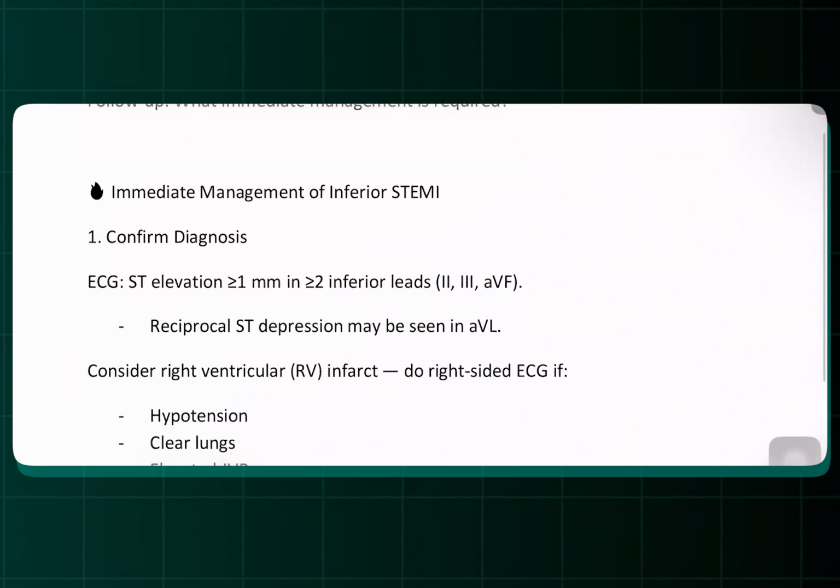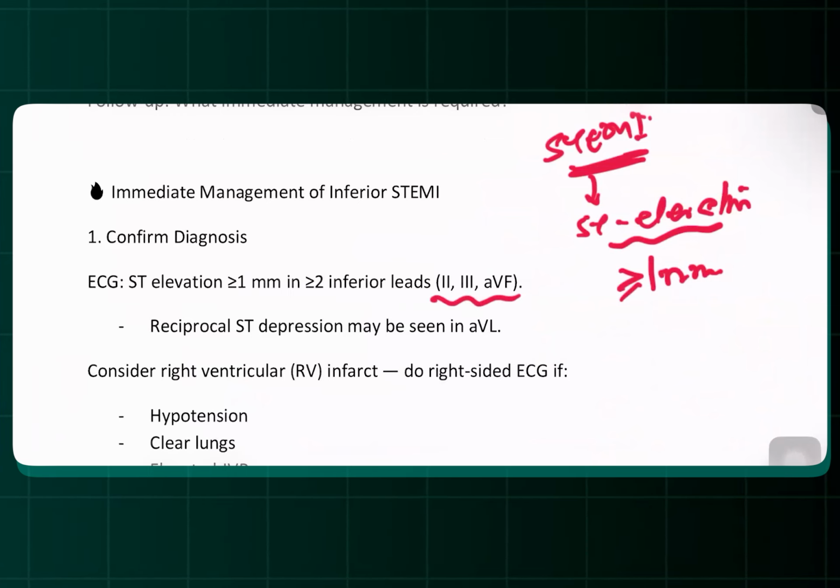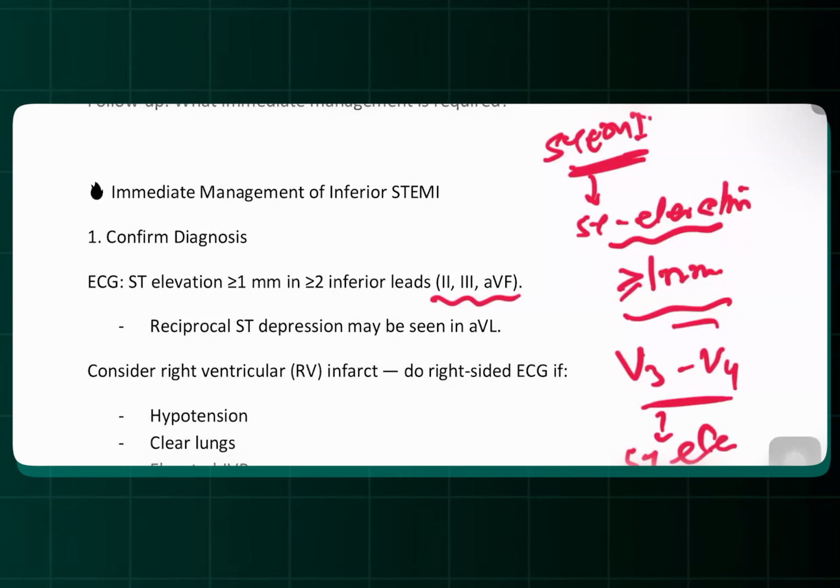And how do you define STEMI? Now, that is another question. STEMI is ST elevation. Then you need to know what ST elevation is. ST elevation is more than or equal to 1 mm elevation in more than 2 inferior leads, that is 2, 3, aVF, with the reciprocal ST depression that we saw. If we are talking of V3 and V4, the ST elevation criteria is different, in males and females aged 40 and above. So in that case, the criteria to define ST elevation is different, that you need to understand.